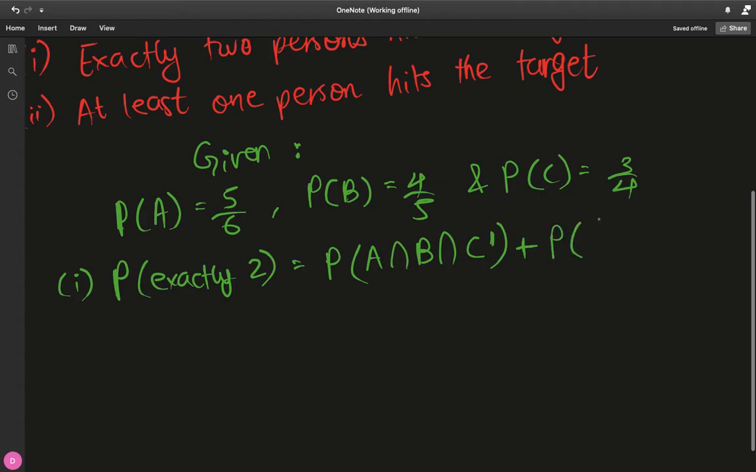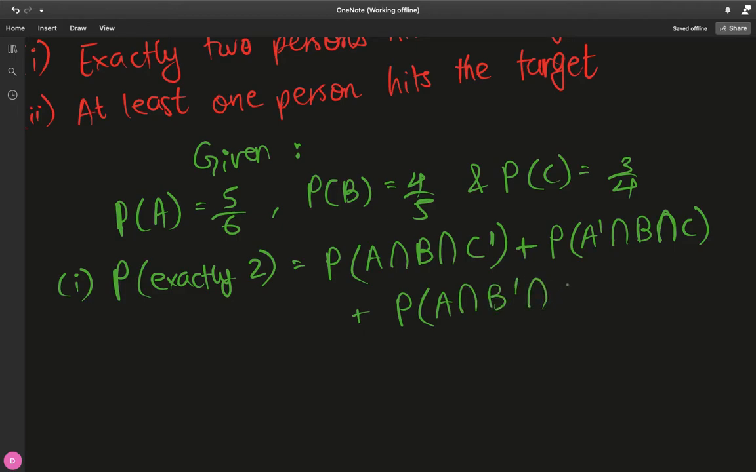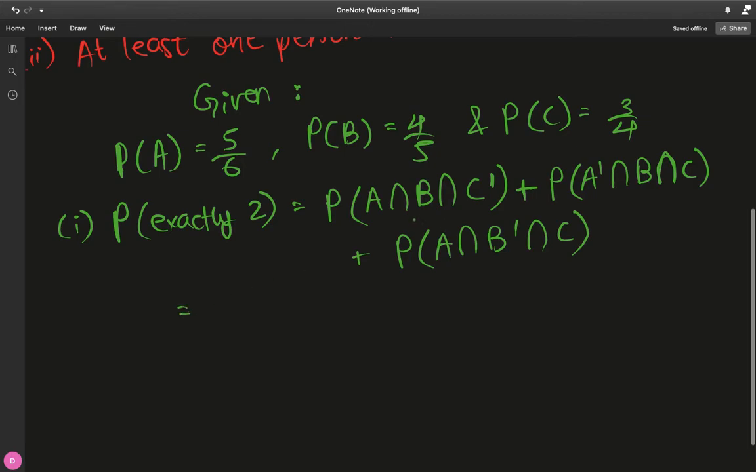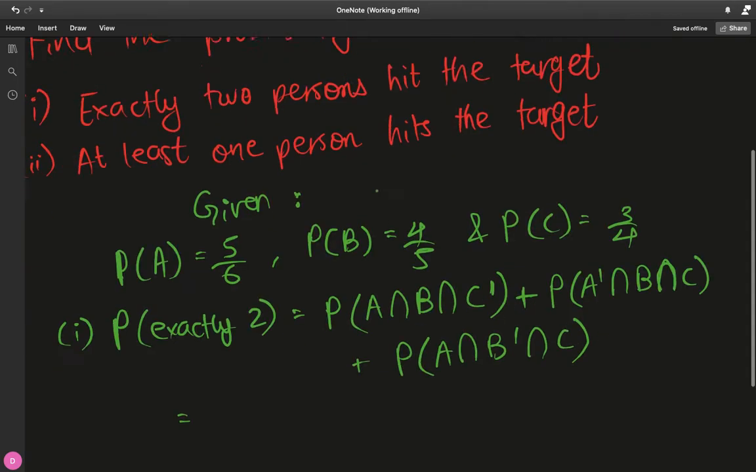in the event that A doesn't hit the target and B hits the target and C hits the target. So again two people hitting. Or so add another scenario where A hits the target, B doesn't hit the target this time, and C hits the target. And since all of them are independent events, in questions like these, there are independent events.